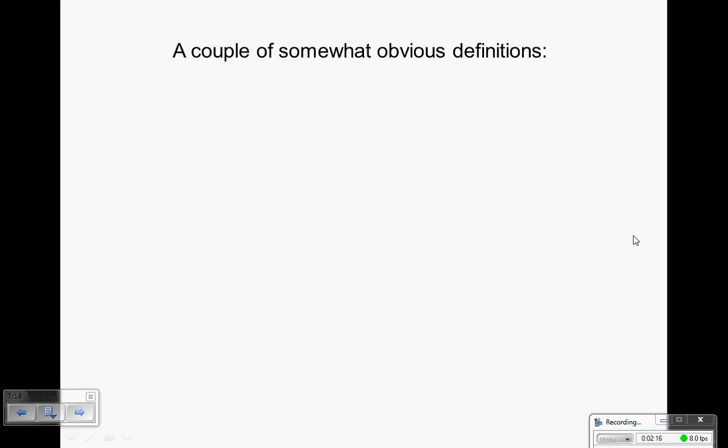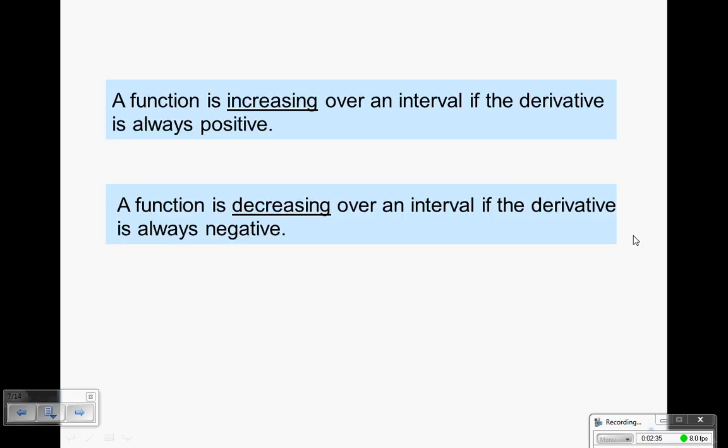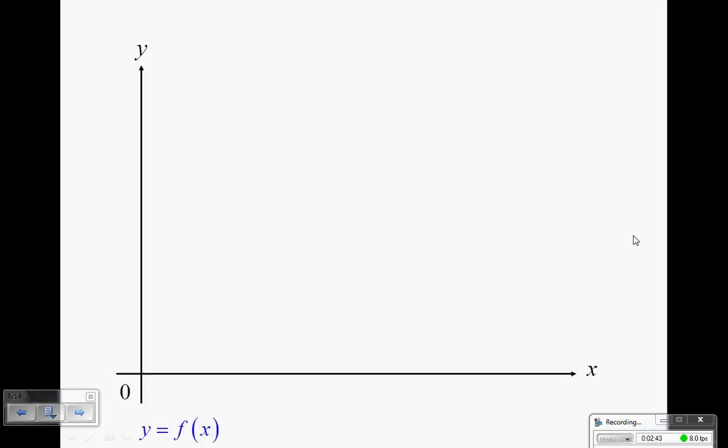A couple of somewhat obvious definitions. A function is increasing over an interval if the derivative is always positive. We've talked about that quite a bit: if the derivative is positive, that means the slope is positive, which would indicate that the function was increasing over that interval. And if the derivative is negative, that indicates the slope is negative, so that means the function would be decreasing over that interval.